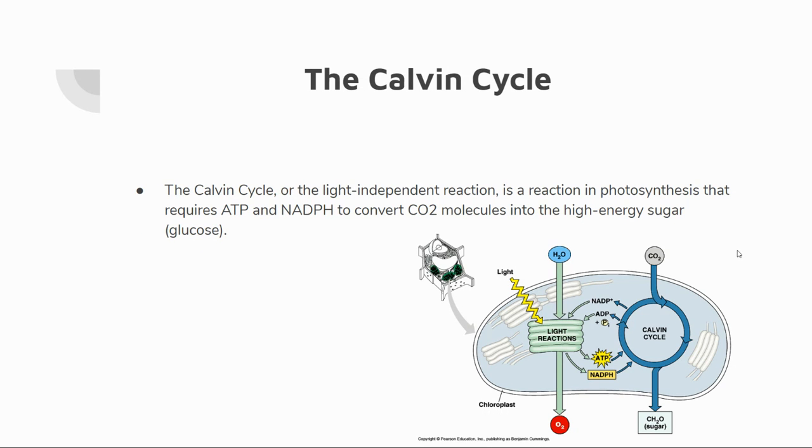The Calvin cycle, or the light-independent reaction, is a reaction in photosynthesis that requires ATP and NADPH to convert carbon dioxide molecules into high-energy glucose molecules.